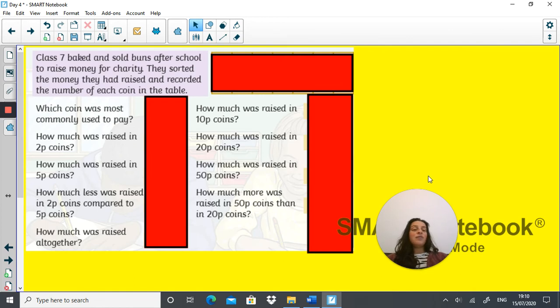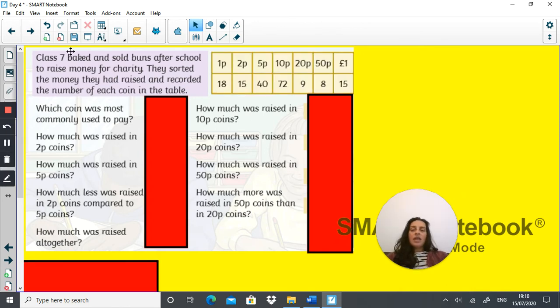And here is your final bit of information and the questions that accompany it. Class 7 baked and sold buns after school to raise money for charity. They sorted the money they had raised and recorded the number of each coin in the table. You can see the coins there and the number of coins that they've counted. So here are your questions.